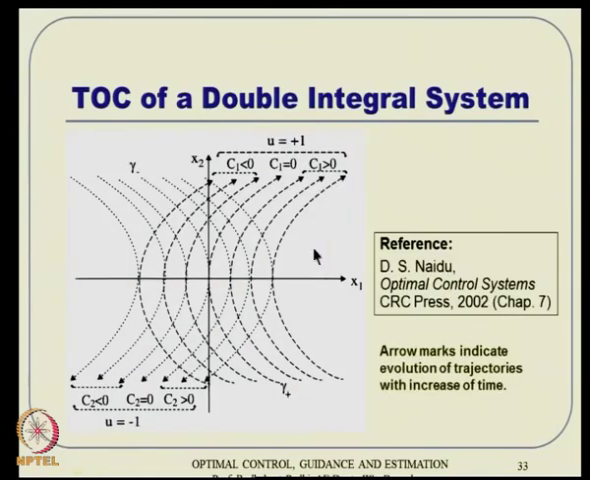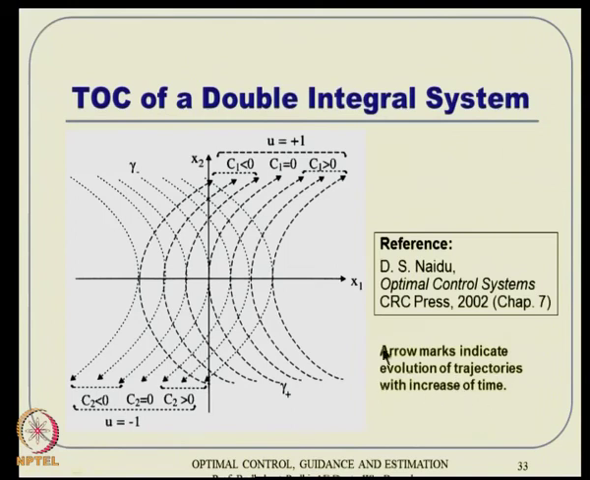This is what is pictorially represented here. If u is positive, that is plus 1, then these are the parabolas that will result, depending on the initial condition. With time it will start from somewhere here and evolve that way. If it starts from here, it will evolve that way, but if it starts from somewhere here, it will evolve that way. Again, it depends on u being minus 1. If you apply control being minus 1, it will happen that way.